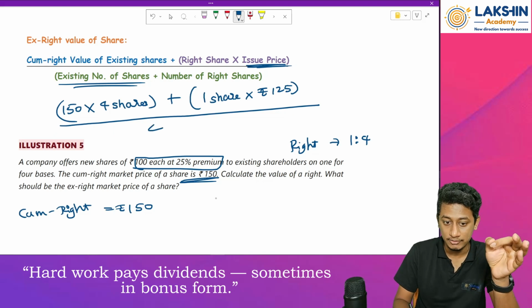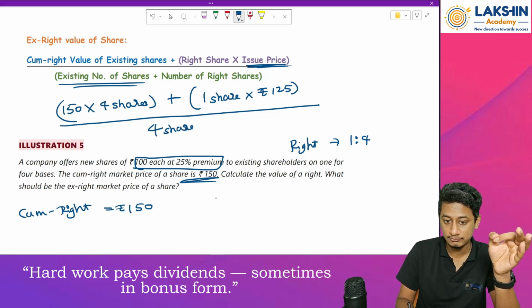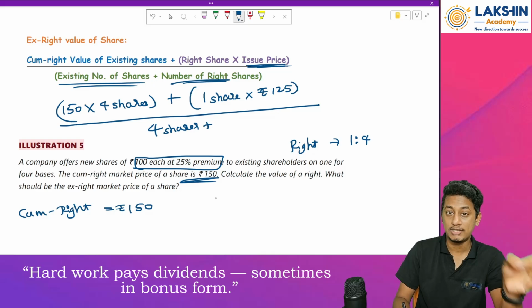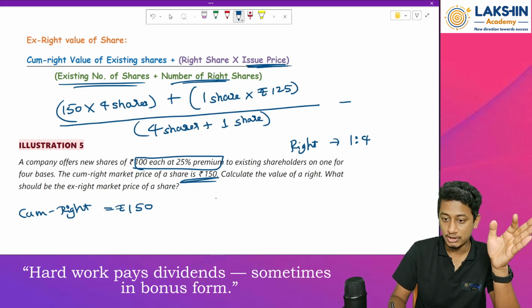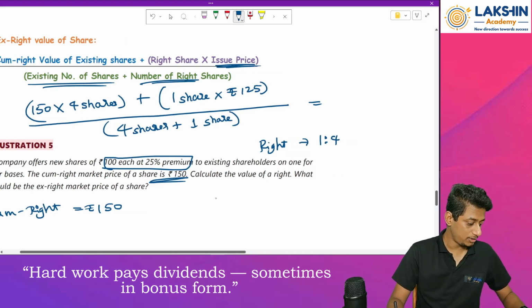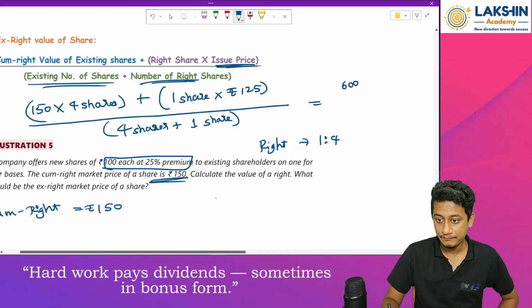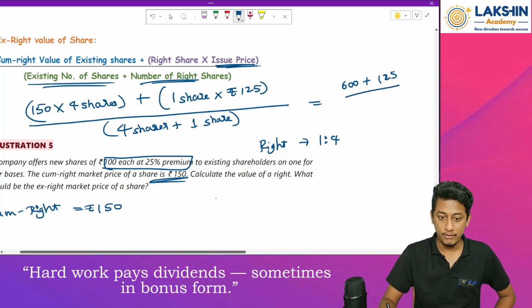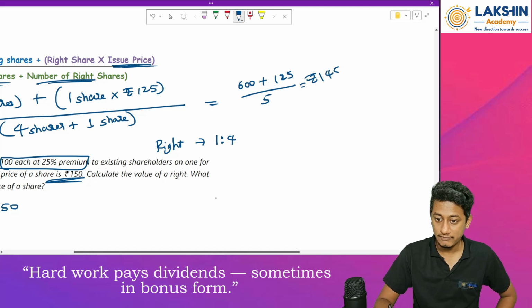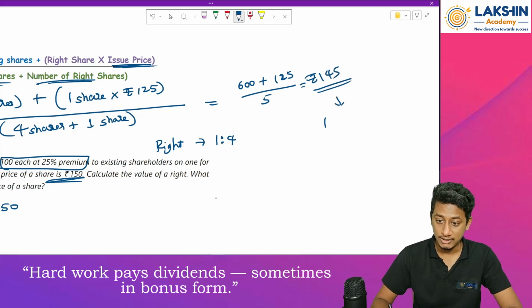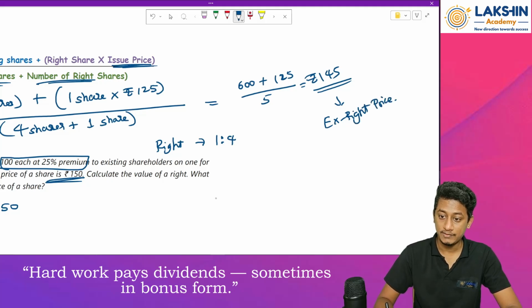How many shares does he have? 4 shares, plus number of right shares. How many right shares did he receive? 1 share. Now compute the total value. 150 into 4 equals 600, plus 1 into 125, which is 125, divided by 4 plus 1, which is 5. So the total value is (600 + 125) divided by 5, which equals rupees 145. That is my ex-right price.